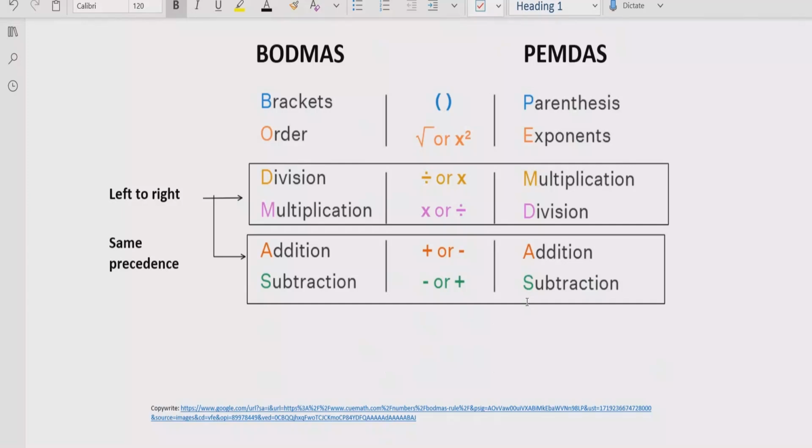Step number 3, you have to solve the division and multiplication, or you can say the multiplication and division. What you have to do, you have to go left to right in your expression and find out division and multiplication. Both have similar precedence, so you can solve any of them which is coming first. Similarly, for addition and subtraction, we have same rule. We can solve addition first if it is coming first. We can solve subtraction first if it is coming first.